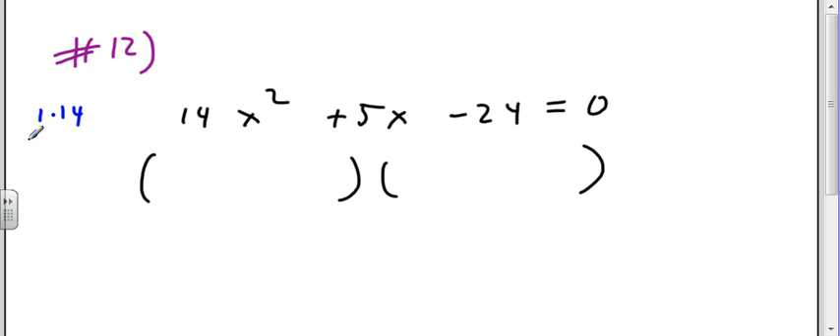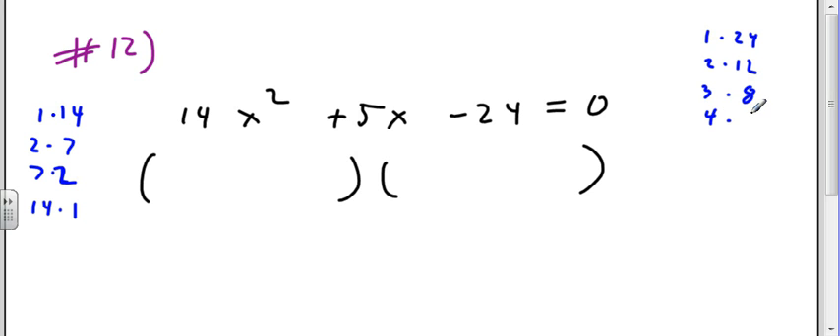14 is 1 times 14, or 2 times 7, or 7 times 2, or 14 times 1. And 24 is 1 times 24, 2 times 12, 3 times 8, 4 times 6, and the other combinations. One of them would have to be negative, so that I get a negative sign there, and when I got done, I want a positive 5. So it looks like if I go 7x, 2x, and multiply by a minus 8 and a plus 3, then I would get my minus 24, my 14x squared, and 21 minus 16, which is the 5. Alright, so everything is fine.